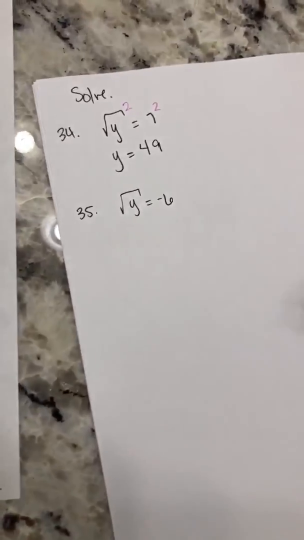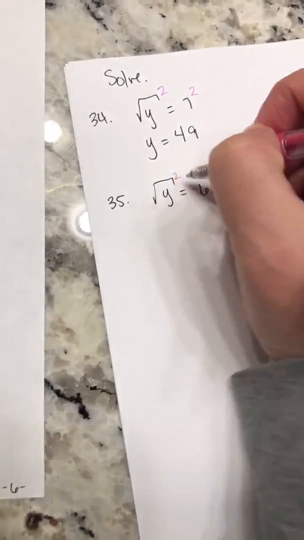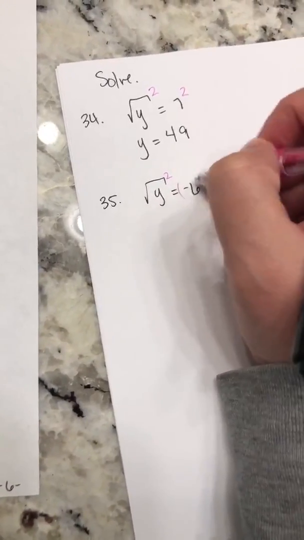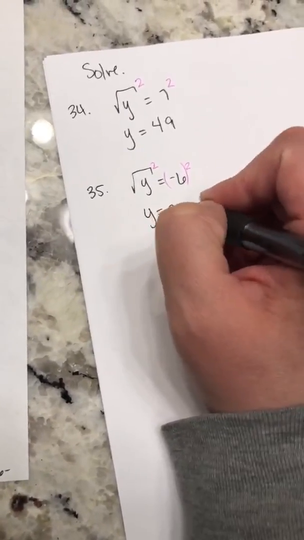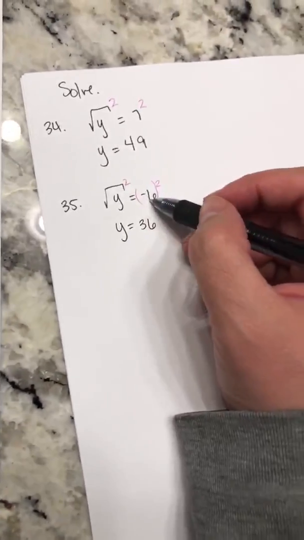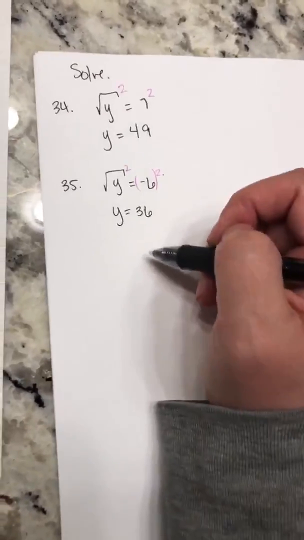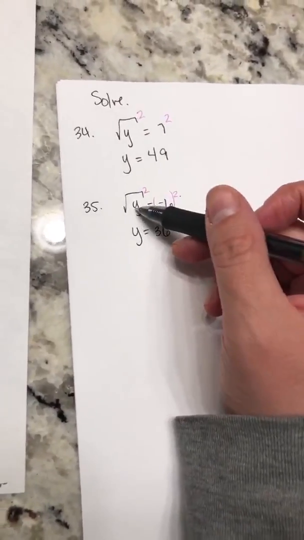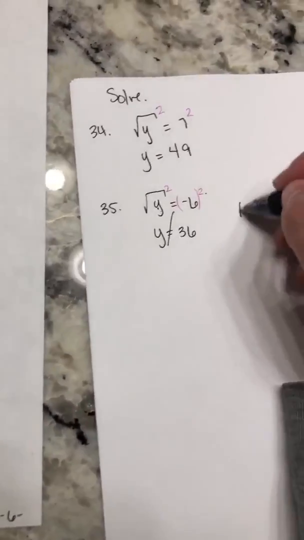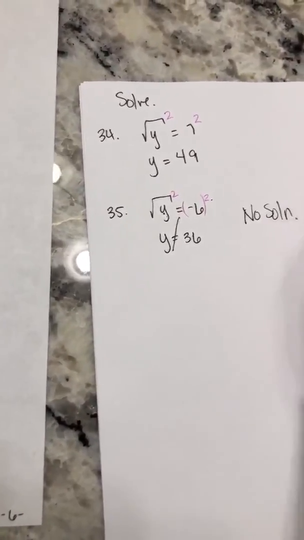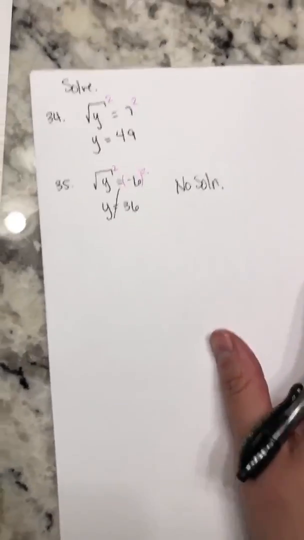Now, this is what I was saying though. If you don't pay attention to that and you square both sides, most people would write it this way, what happens is you get y equals 36, because -6 squared is 36. But then when you check it, is the square root of 36 -6? No, that's not true. So this cannot happen. So just be careful when you do these. Make sure you check your answers.